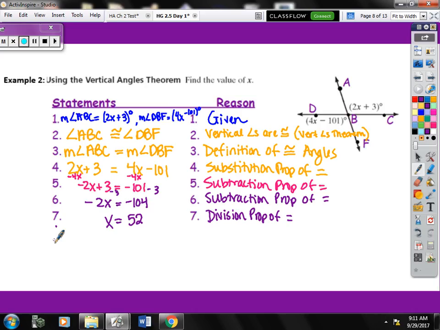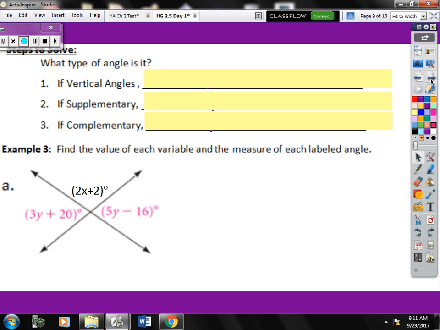All right, on the back, we're going to take a look at just some more solving for x and y and finding angle measurements. But we are going to throw in some supplementary and complementary. So when you're doing the problems both today and in your homework, you just always want to identify what type of angles do I see. Do I see vertical, supplementary, or complementary?